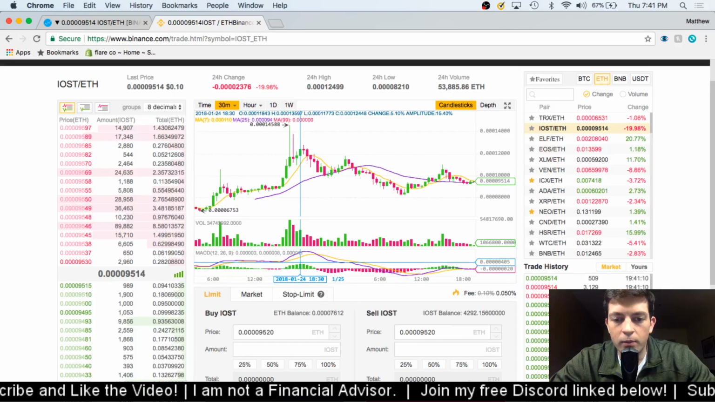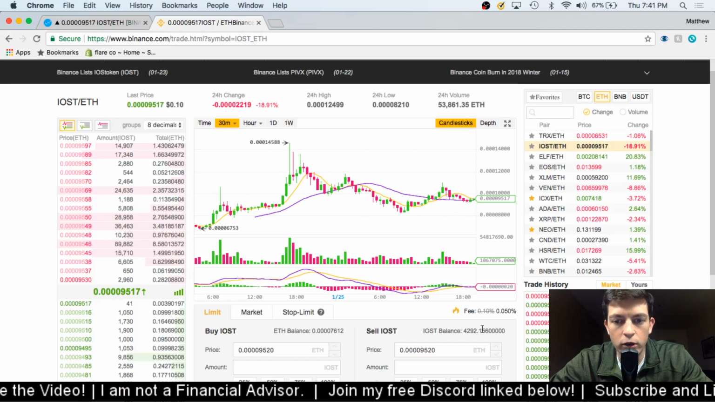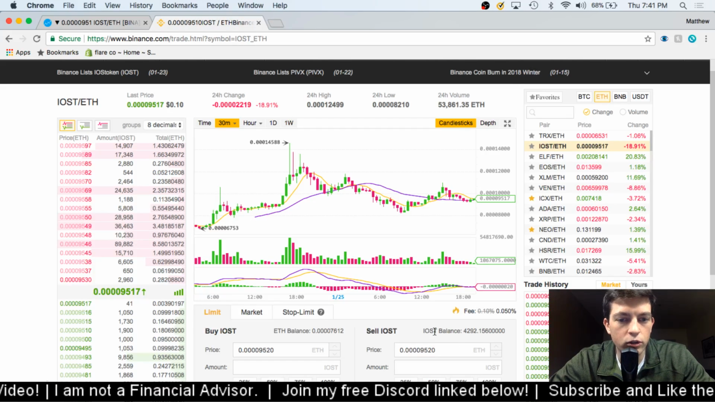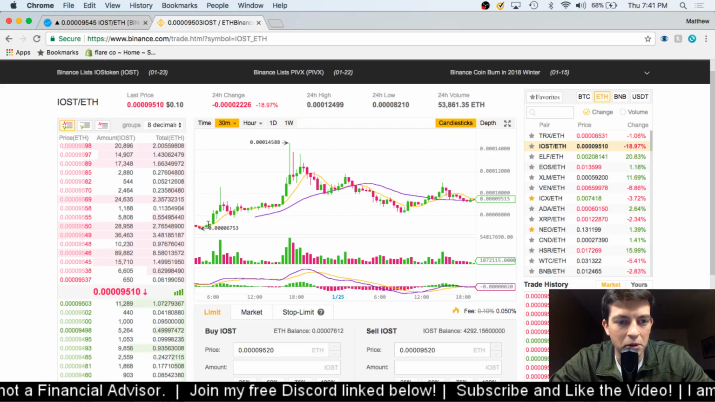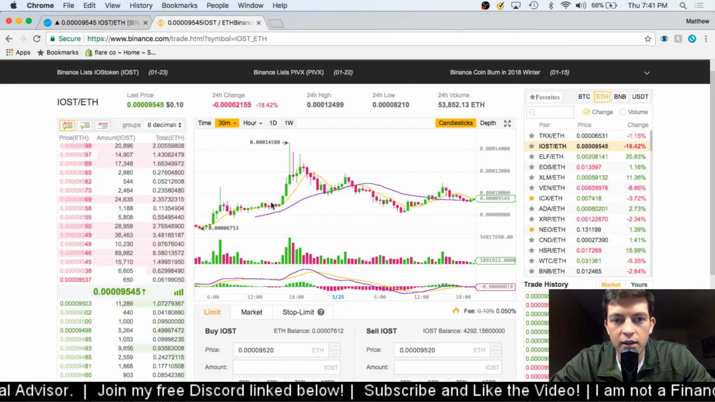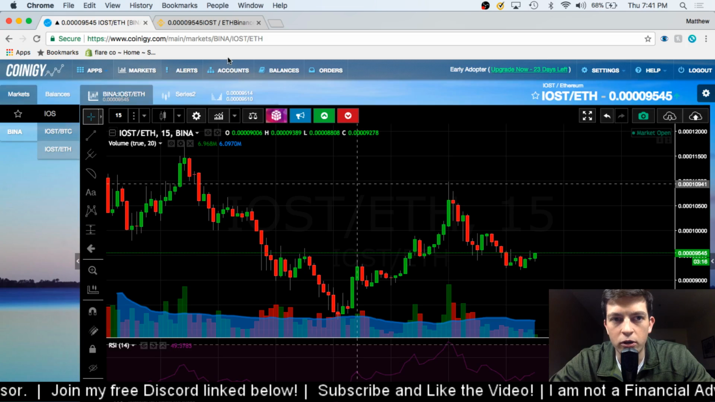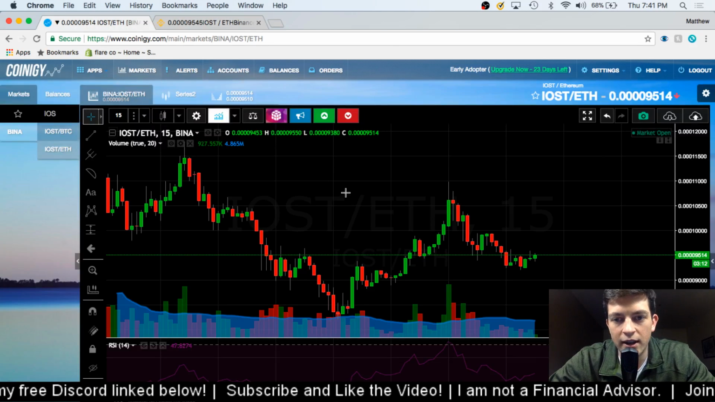So I have a decent sized position here in IOST, about 4,300 of them, about half of these walls, so not too big, not too small. Been watching it all day. It's had some good pumps. I'm going to be using Coinigy for the actual analysis because my Binance just lags.